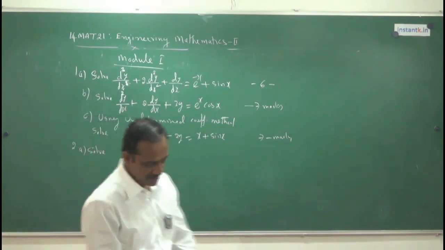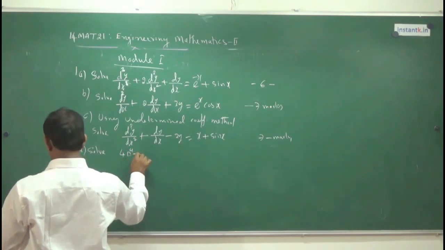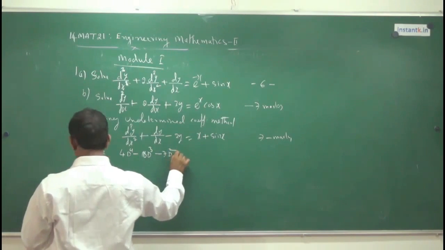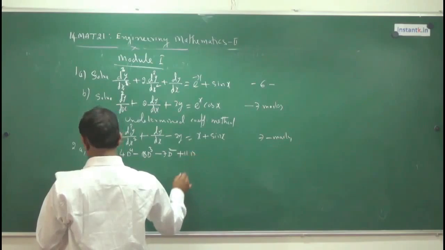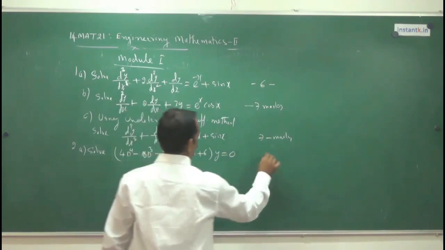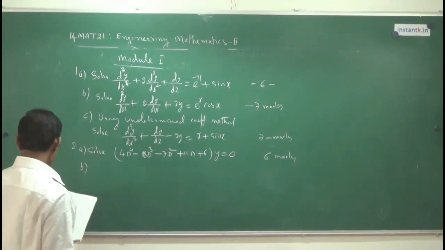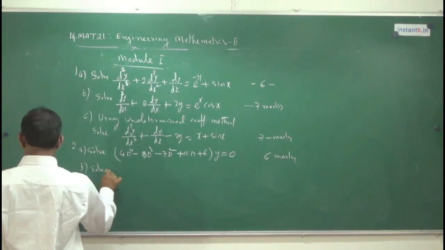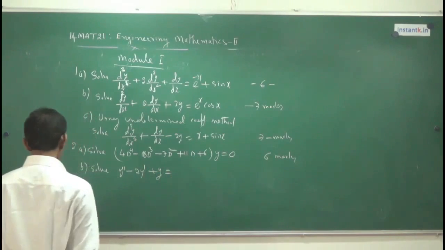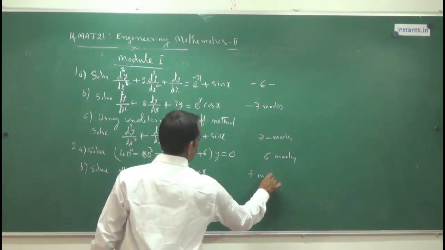The second one, there may be a choice like this. Solve 4 d to the power 4 minus 8 d cube minus 7 d square plus 11 d plus 6 into y is equal to 0. It is for 6 marks. And B is: solve y double dash minus 2 into y dash plus y equals x into e power x into sin x. This is for 7 marks.